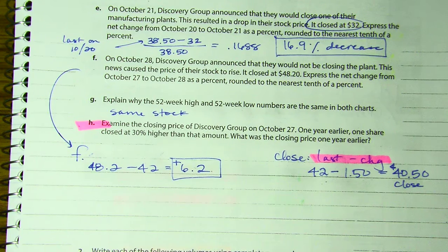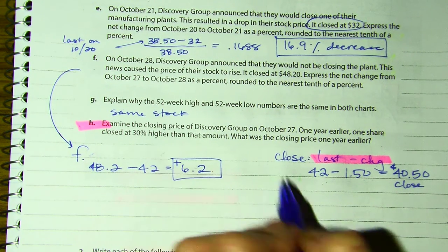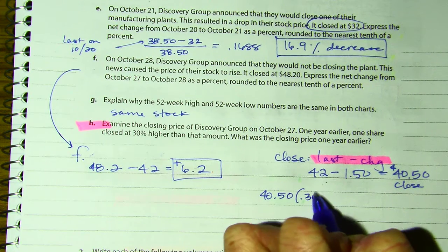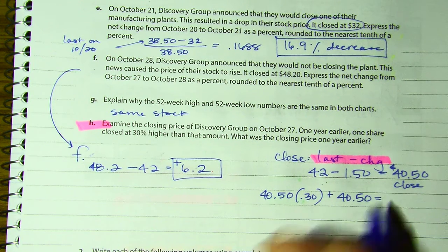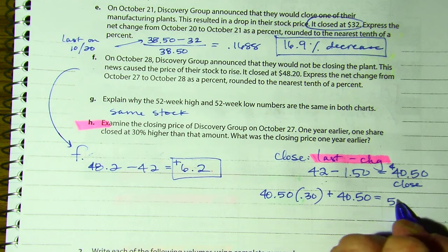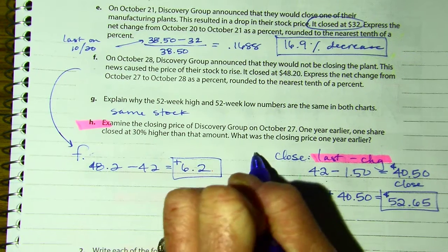And so this is saying one share closed at 30% higher than that amount. So what is 40.50 times 0.30? And then you would add that back to the 40.50. And so that gives us 40.50 times 0.3 plus 40.50, and I get 52.65. And so this is part H.